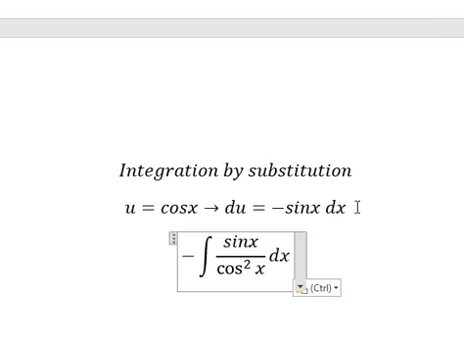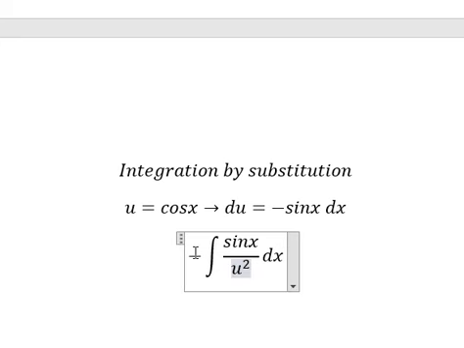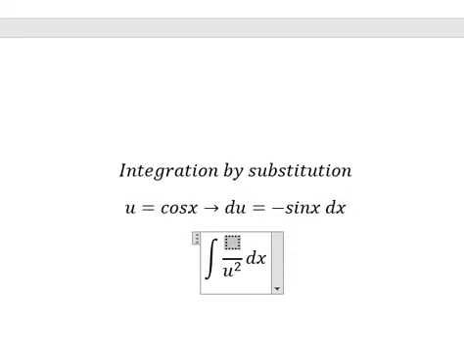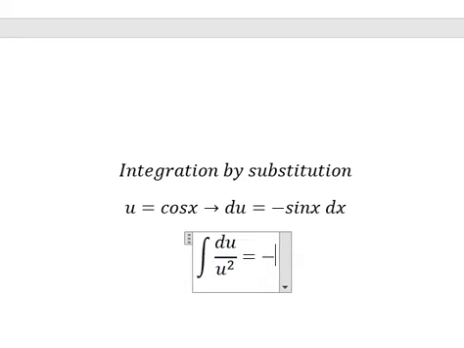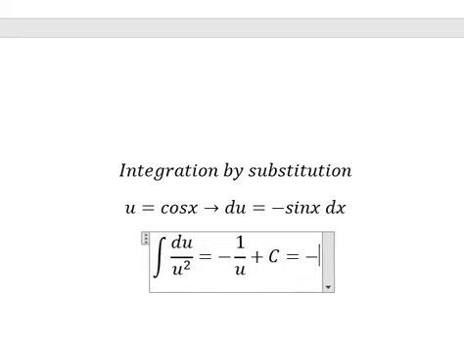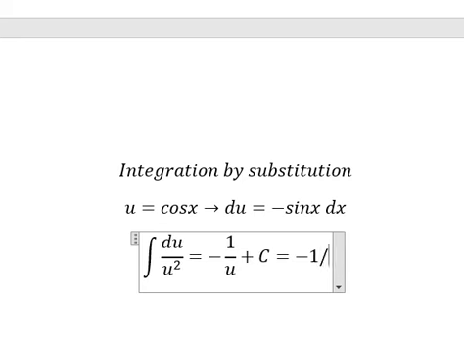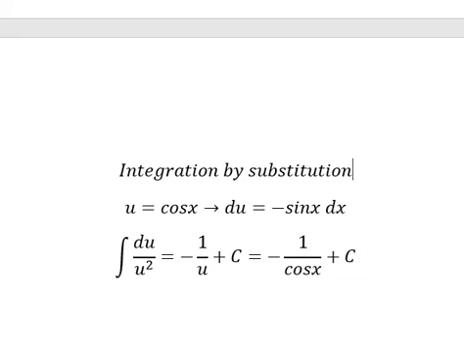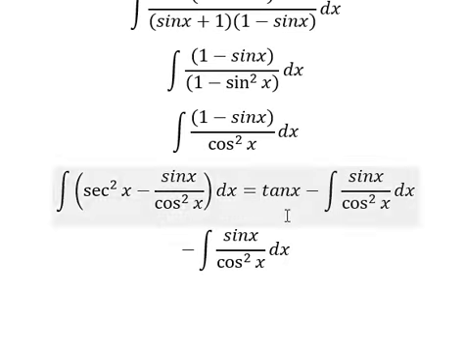So this one we change for u. Negative sin x dx we change for du. The integration of this one, we have negative 1 over u, and I will put c. About u, that is cosine x. Now we need to return back in here.